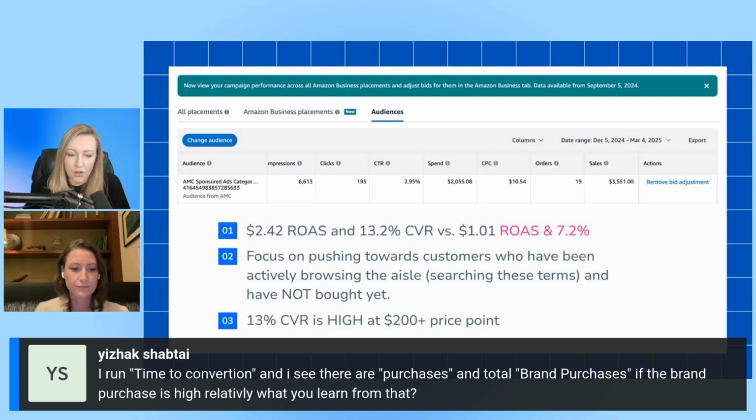This says, I run time to conversion and I see there are purchases and total brand purchases. If the brand purchase is highly relative, what do you learn from that? It's high relatively. I would assume it'd be differences in price point in your products, if I were to assume, because your brand purchases are pulling in all of your insights. But I don't know what you mean by high, because time to conversion is just breaking out the time frame. So what do you mean by high? Okay.